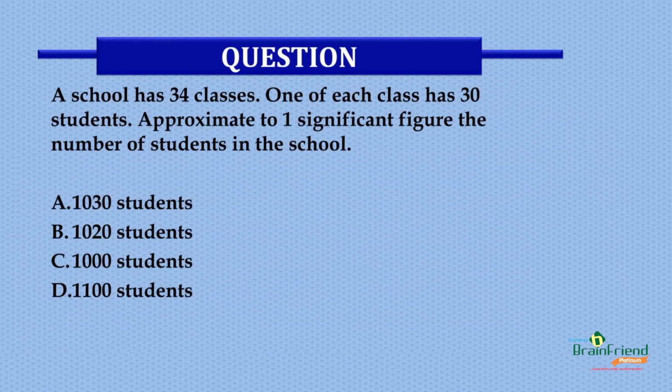It's test time. Question 1 says, a school has 34 classes. Each class has 30 students. Approximate to 1 significant figure the number of students in the school. Option A, 1,030 students. Option B, 1,020 students. Option C, 1,000 students. Or option D, 1,100 students. The correct answer is option C, 1,000 students.